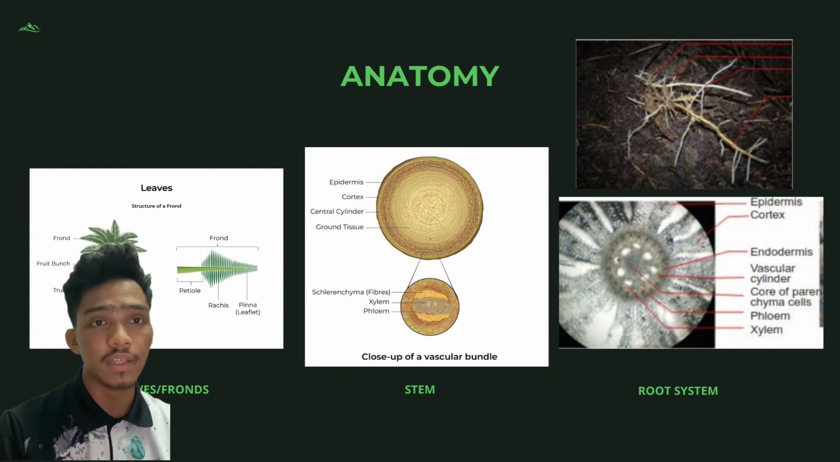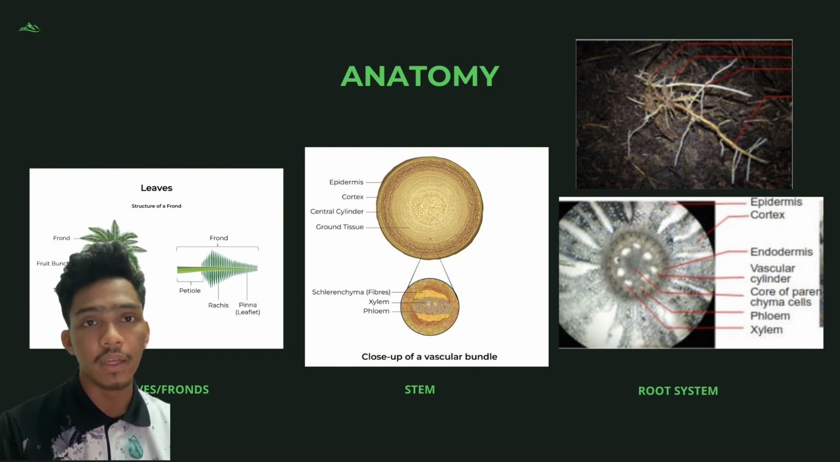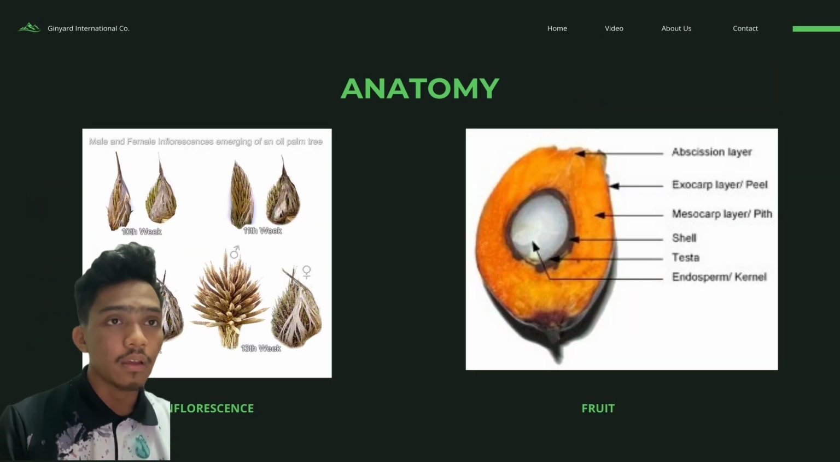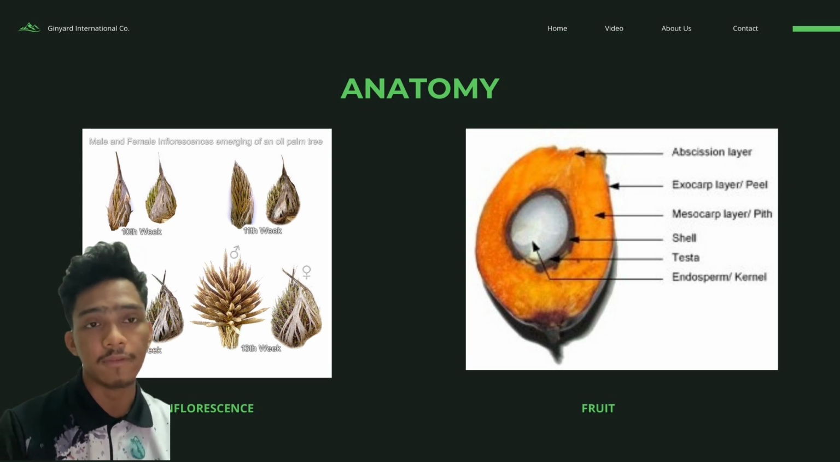The third anatomy is the root system. As I said in morphology, the root is a fibrous root. In the main taproot, we have epidermis, cortex, endodermis, vascular cylinder, core of parenchyma cells, phloem, and xylem. All of this is very important in the photosynthesis process. The fourth anatomy is inflorescence, and the last one is the fruit itself.